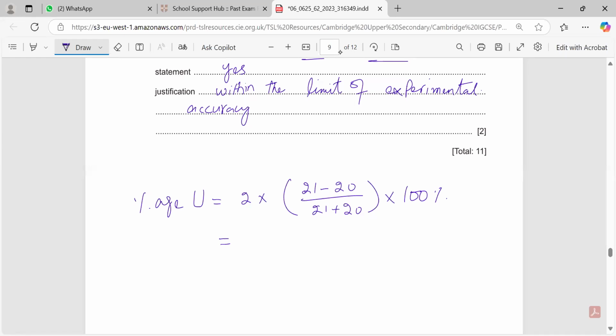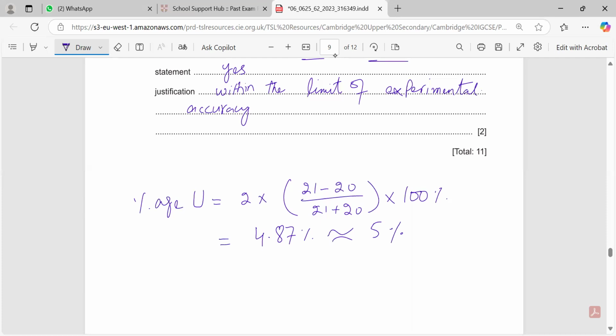Yes, my dear friends. It is 4.87, so we can make it 4.87%. Let it be 5%. So the uncertainty or error is 5%. Your answer is 95% accurate because 100 minus 5 is 95%, which is a high ratio of accuracy.